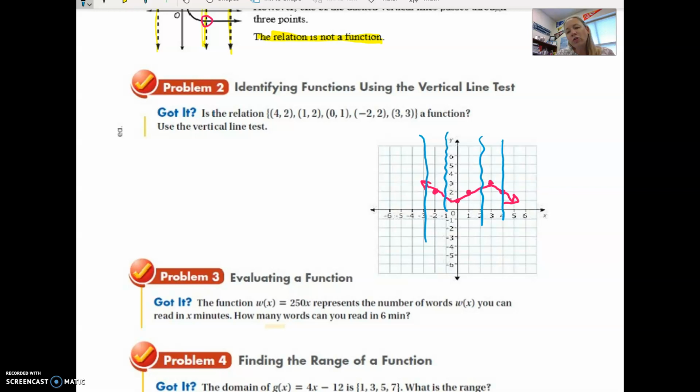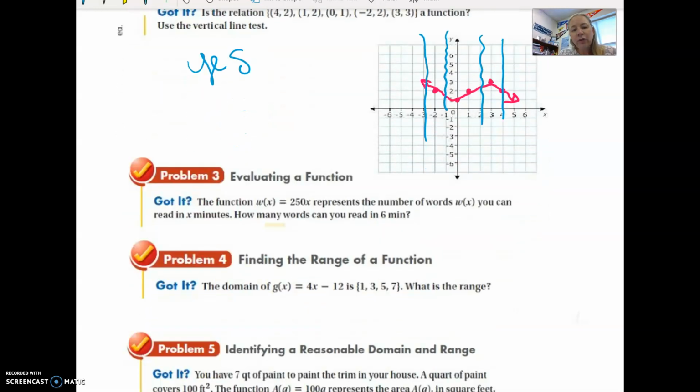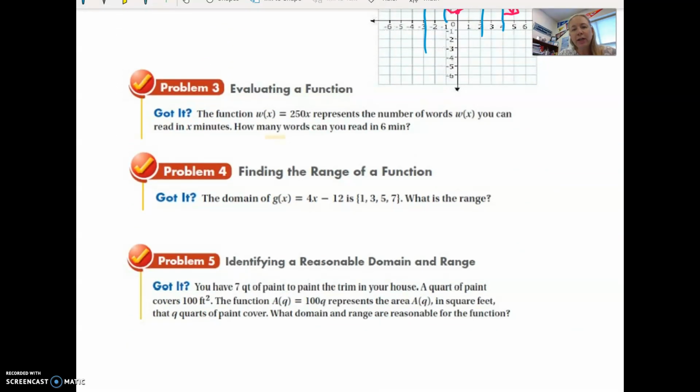As long as you're drawing that vertical line, or think of your pencil as your vertical line and just put your pencil or pen straight along the graph, you will see that it never crosses the graph except at one point. So this graph would pass the vertical line test. So we would definitely say yes, it is a function. Now we have 3 more quick examples here.